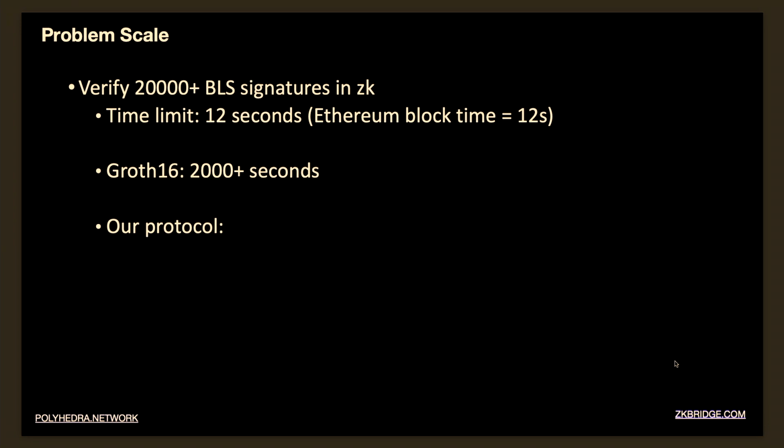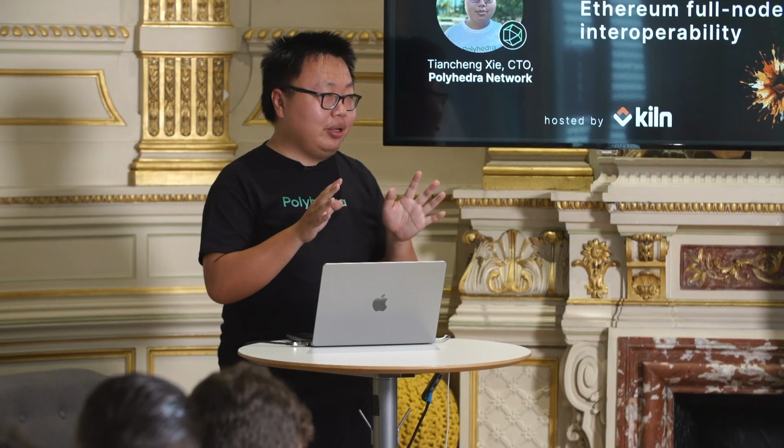And if you look at old protocols like Groth16 or PLONK, they are going to take more than 2,000 seconds to prove the full node. So we have a big issue here. But our protocol can prove it within 12 seconds. Actually, it takes about 10 seconds in a single proof.